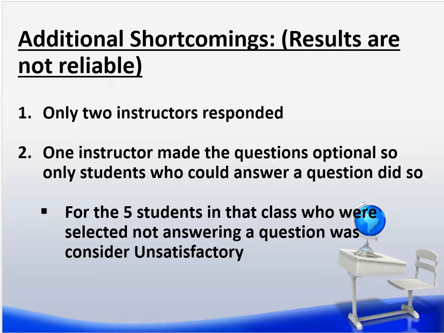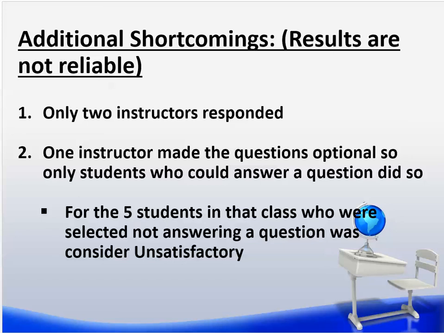Now, additional shortcomings. The results are not reliable for two reasons. One, only two instructors responded, and we normally have at least 4 or 5 anthropology sections done by at least 3 instructors. And one instructor, which was in my case myself, made the questions optional. So only students who could answer a question did so. This was a mistake on my part.